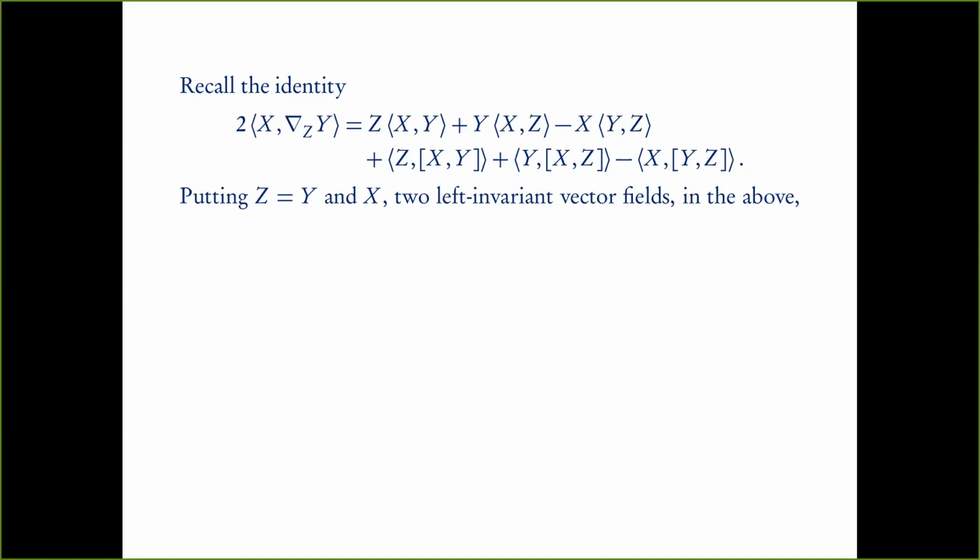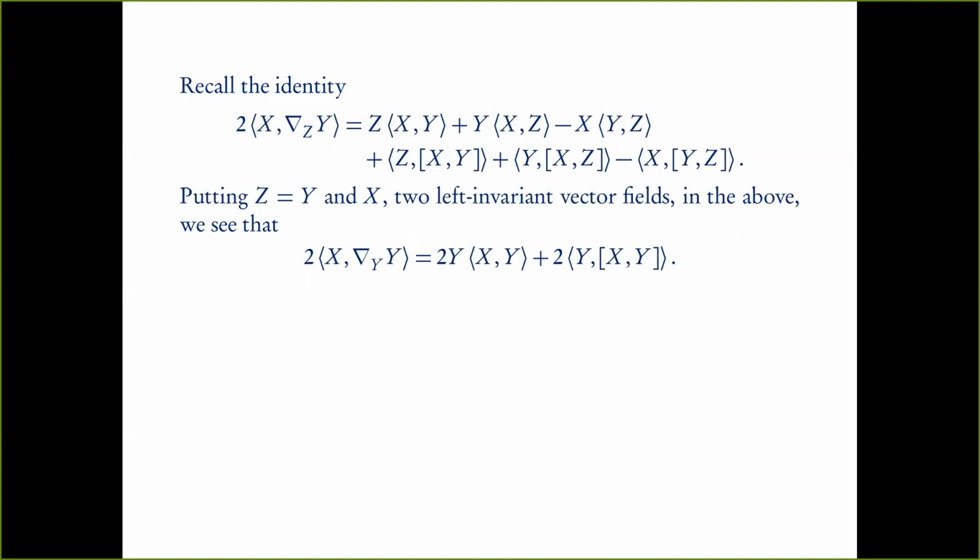Good. So we are left with three terms in the second line. What are those three terms? Remember, z is equal to y. So I'm looking at twice the inner product of x with nabla_y y. If I put z equal to y, you see the last term vanishes, because the last term is the inner product of x with the Lie bracket [y, y], but the Lie bracket is skew symmetric. So [y, y] is 0, so I only have two terms left, right?